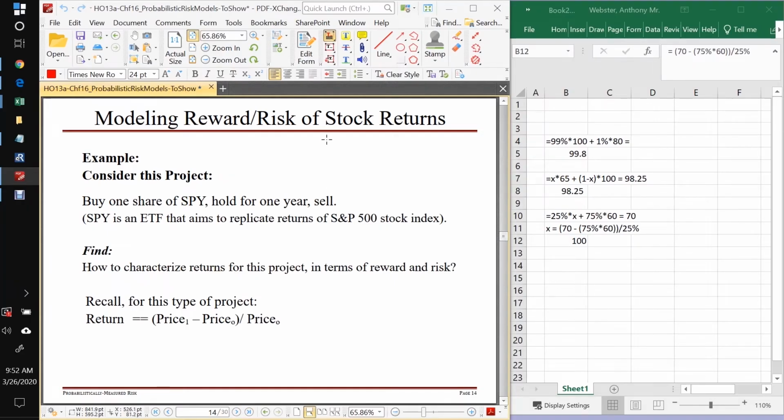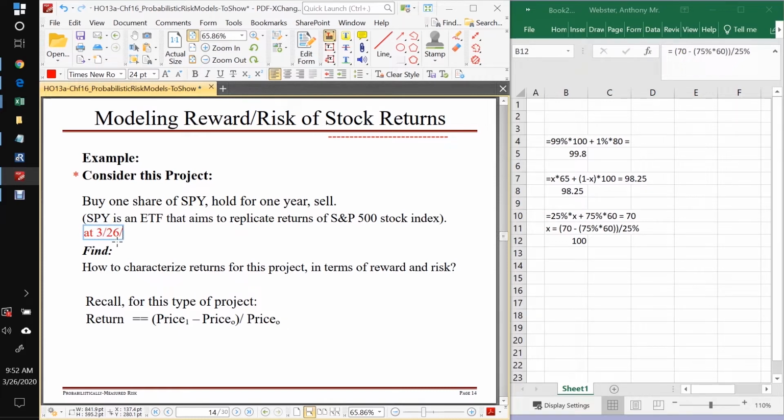Okay, so now let's take a deeper dive into stock returns and how we want to model the risks and rewards of stock returns. So let's start with a very straightforward project. We're going to buy one share of the SPY ETF, hold it for 1 year and sell. And as we know, the SPY is an ETF that aims to replicate the returns of the S&P 500 stock index.